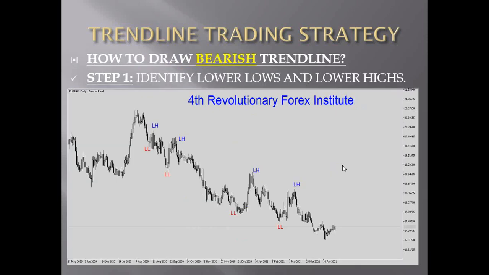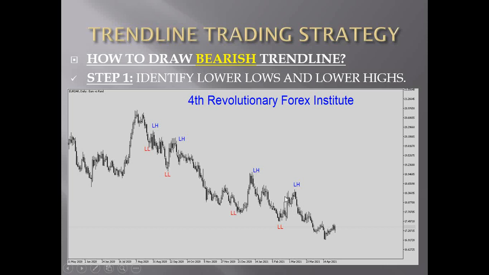Then, when we move to a bearish trend line, the first thing that you need to do is to identify in your charts the lower lows and then the lower highs. Let's look at our charts. We have this lower high, lower low, lower high, lower low, lower high, lower low, lower high. So basically in this chart we are talking about the major lower lows and then lower highs.